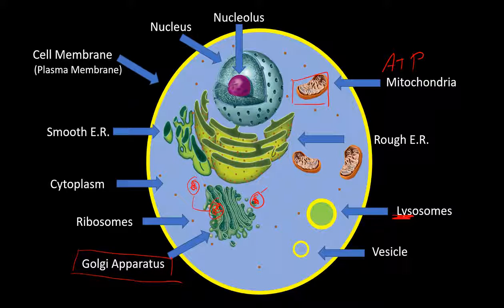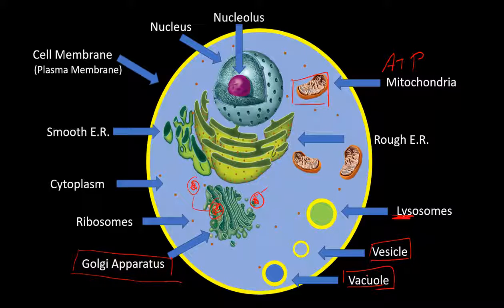Next we have a vesicle. And a vesicle is similar to a vacuole, but it's much smaller, and it's used for transport. So a vesicle is used for transport. A vacuole is used for storage. Okay? Very similar. Vesicles for transport, to move things around, and a vacuole is for storage, to store things for a later time.